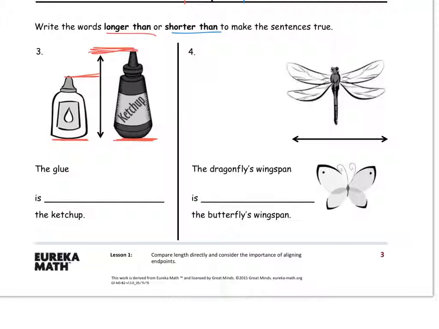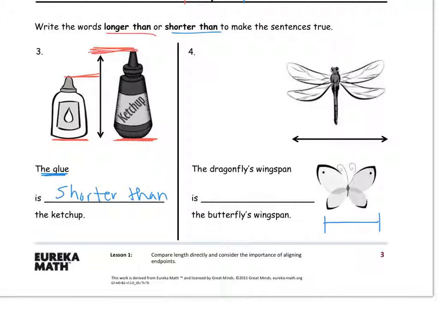And I'm going to take a look down below and see what my starting is. So we're talking about the glue first. That's my first statement. So the glue is what? Is it shorter or longer? The glue is shorter than the ketchup.